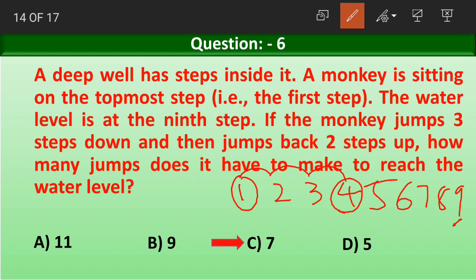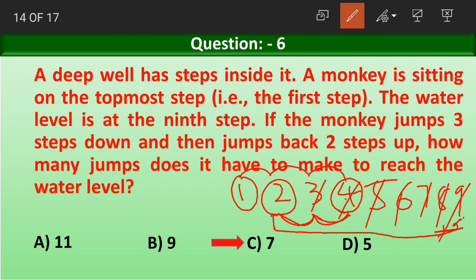Then what did it do? It jumped 2 steps up, which means it jumped back 2 steps. From 4, it moved 2 steps up and reached which step? It reached step number 2. Now, how many jumps does it have to make to reach the water level, which is number 9? What is the difference between 2 and 9? 1, 2, 3, 4, 5, 6, 7. The monkey has to make 7 more jumps to reach the water level.